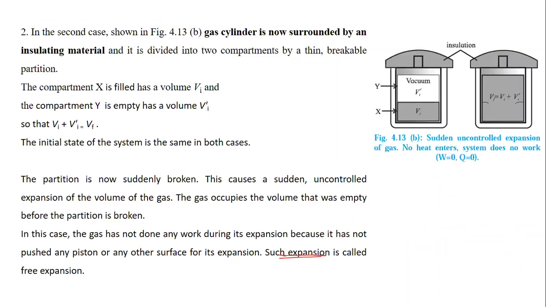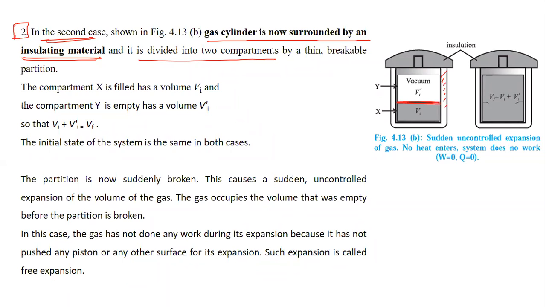Now, the second way. The second case we have to discuss: the gas cylinder is now surrounded by insulating material. When the gas cylinder is surrounded by insulating material, it is divided into two compartments. You can see here, this is a gas cylinder which is insulated, and it is divided into two compartments by a thin breakable partition. You can see this is a partition here.